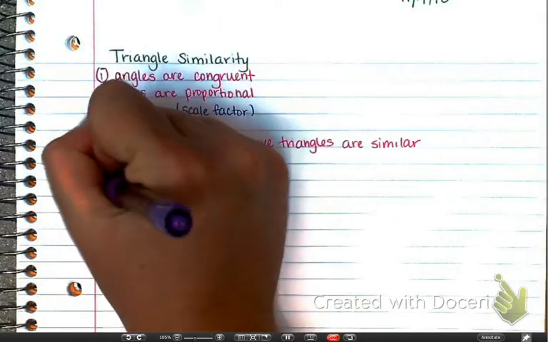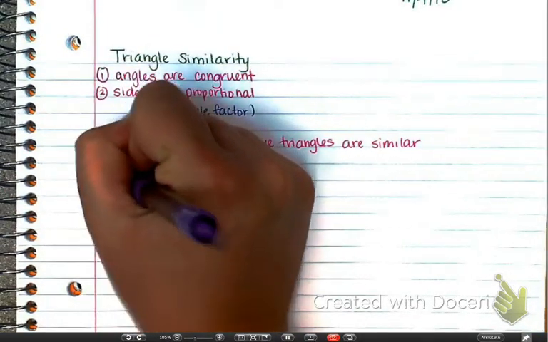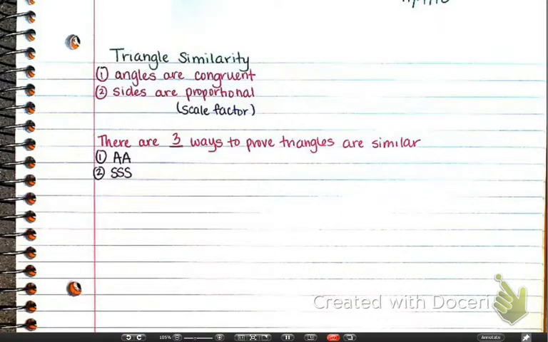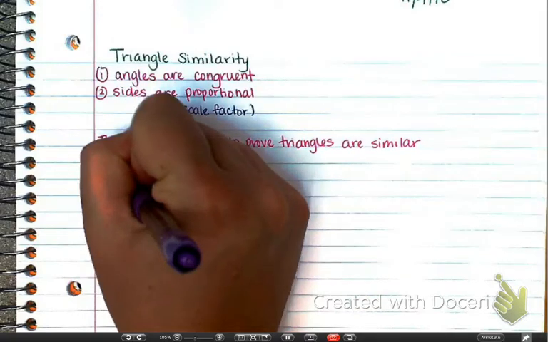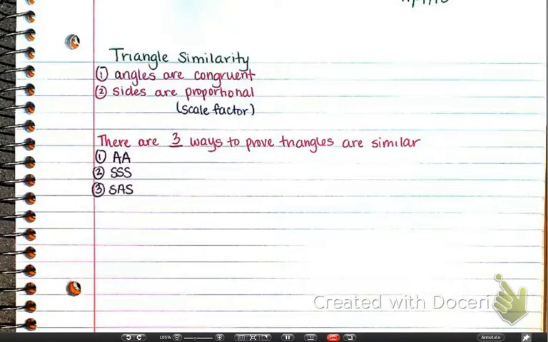The second way is side, side, side. And the third way is side, angle, side. Okay, so we only have 3 ways. If you come up with a different way, you cannot use it to actually prove that the triangles are similar. So far, so good? Okay.